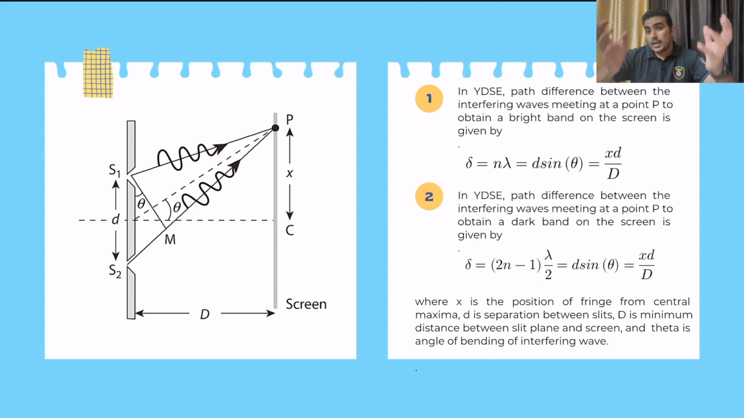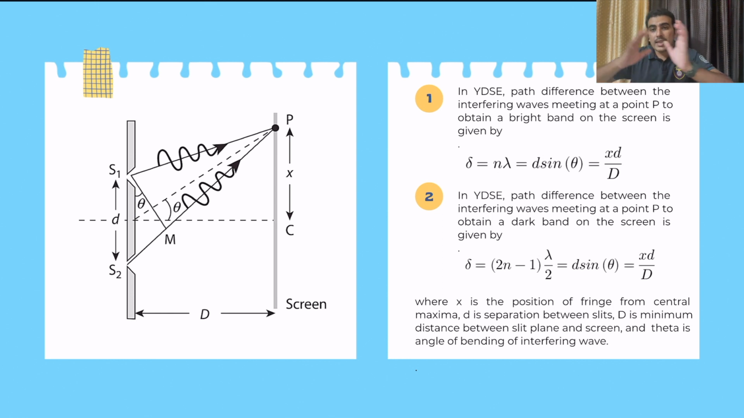The condition for obtaining a dark band: remember one thing, the n value will change from 0, 1, 2, 3, it goes like that. Okay, and for the dark band, this path difference will be equal to the odd multiple of lambda by 2, which we can write as (2n minus 1) lambda by 2.